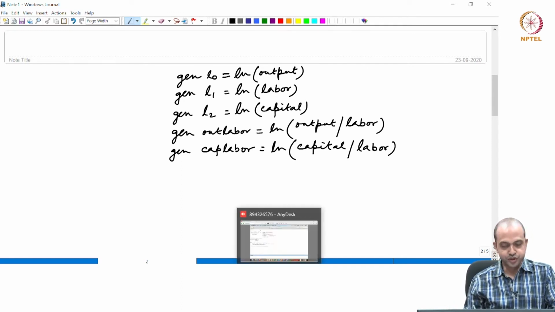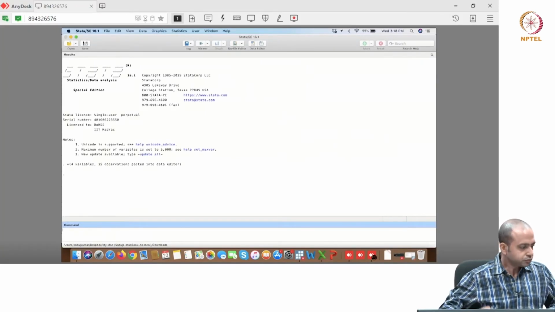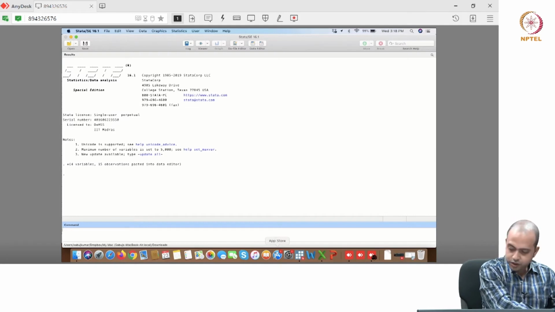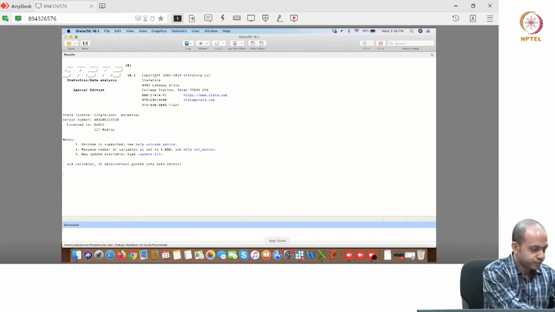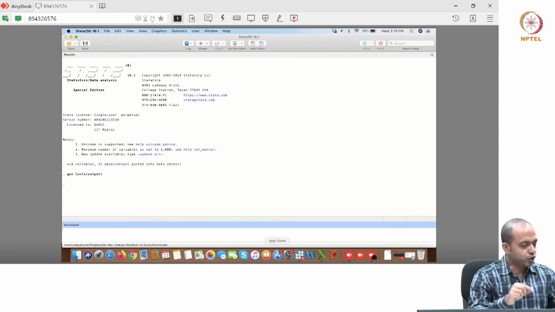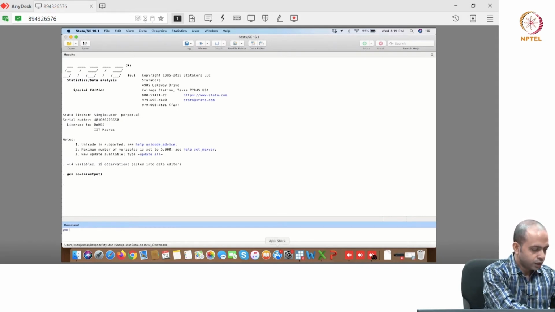Now I will go back to Stata once again and estimate the model. What is the command that I am using? You say gen L0 equals ln output. Okay, so I have generated the output variable into log form. Then gen L1 equals log labor. Then gen L2 equals log of capital.